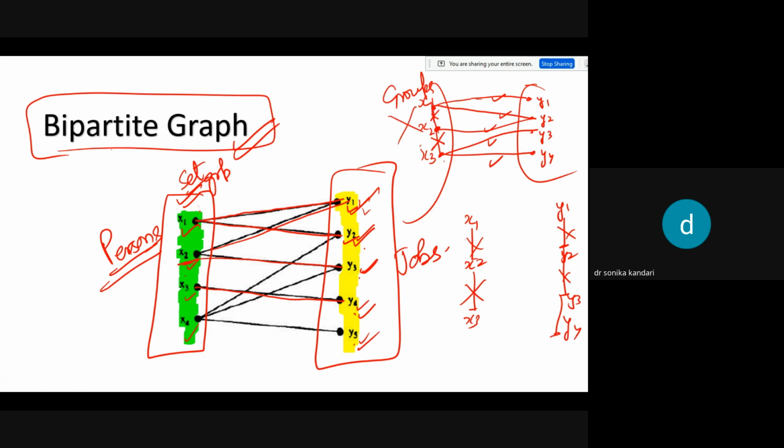Fine. So see the edges. E1 is from x1 to y1. E2 is from x1 to y2. In E1, x1 is from this group and y1 is from this group. Is it clear? Then x2 to y3, suppose this is E3. In E3, x2 is from this group and y3 is from this group. So this is an example of a bipartite graph.